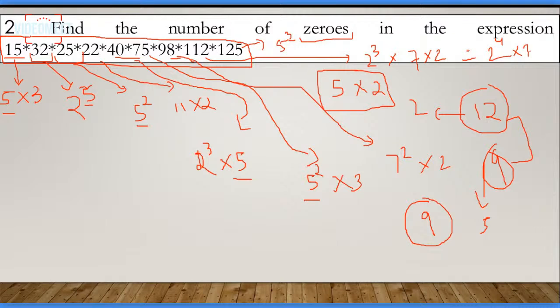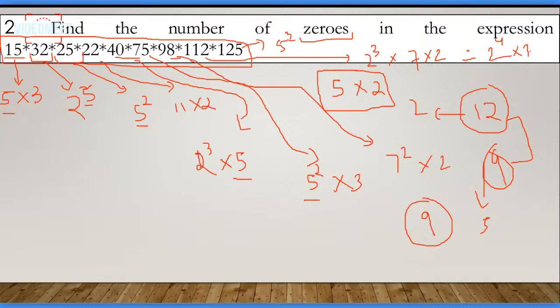Fine. Yes or no? Any doubt? If yes, please write down in the chat box. Garvit, Shubham, Jagruti. Any doubt? Okay, fine.